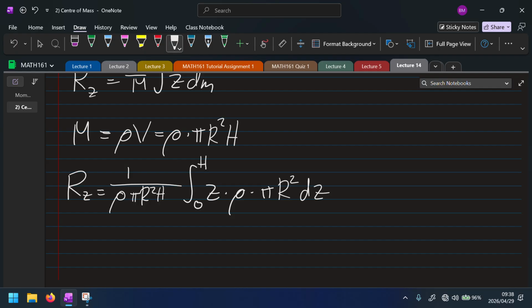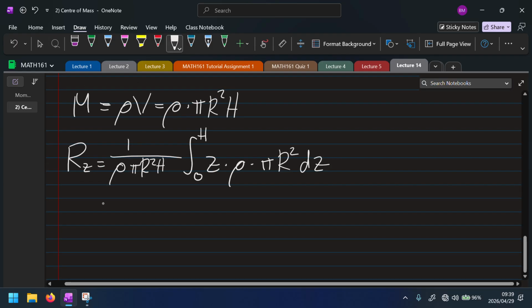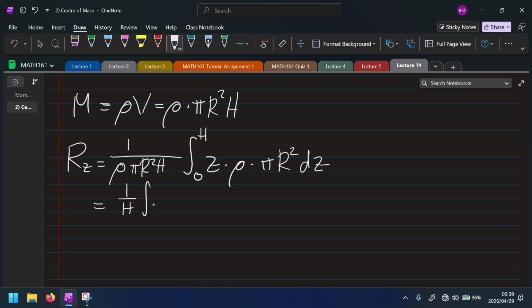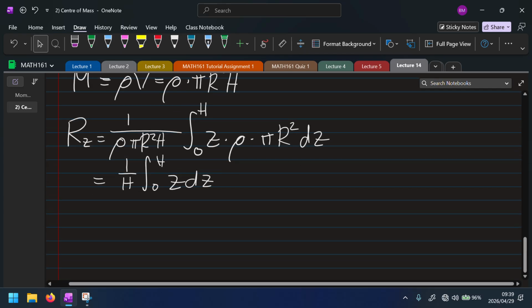Everyone clear with that? Rho pi r squared, all of that is constant. We can take it out. That's what we have at the bottom there, rho pi r squared. We can cancel that. Everyone see that? Took out the constants, cancelled, got that. This is pretty easy to do.